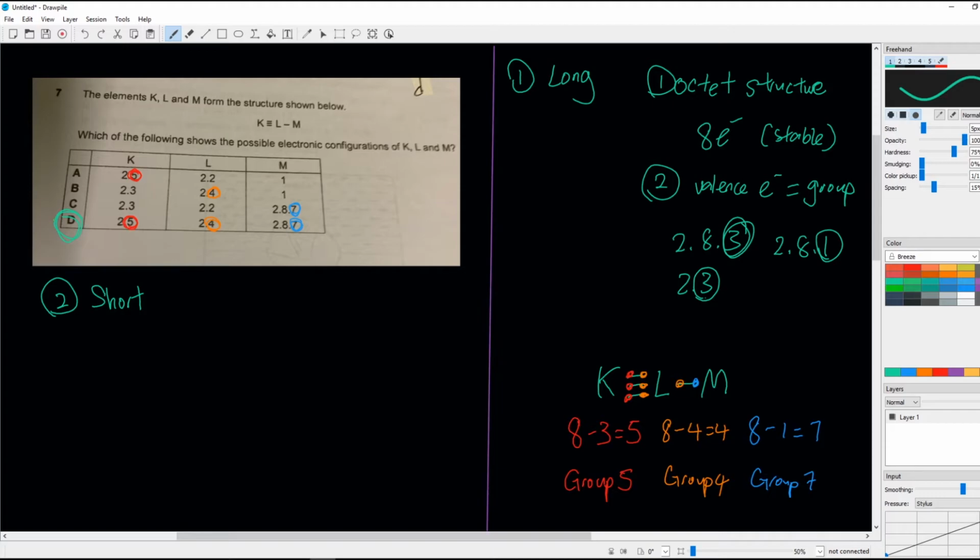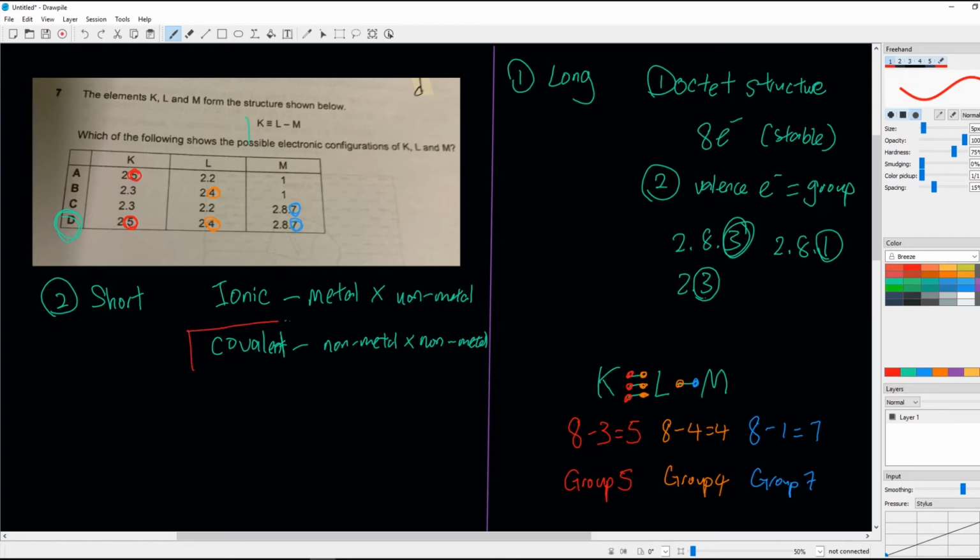Short method requires us to understand the typical chemical bondings of ionic and covalent. Ionic requires metal and non-metal. When it comes to covalent, you will consider non-metal and non-metal. Because of this drawing on top, it shows that the electrons are sharing electrons. And if it's sharing electrons, it must be covalent.